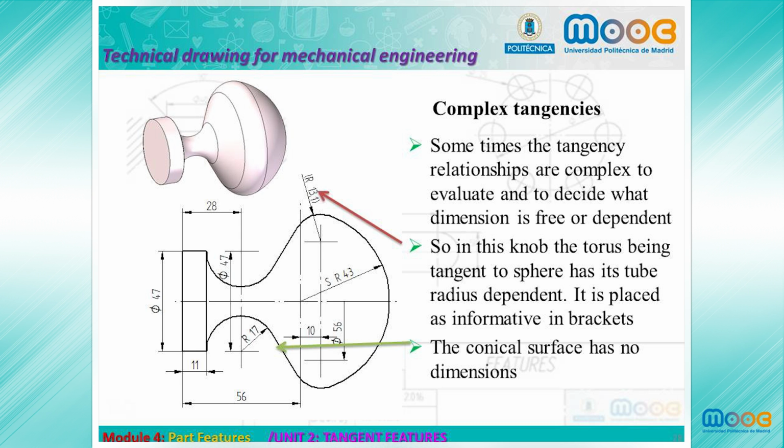In some cases, we have found complex tangency. In these cases, the tangency relationships are complex to evaluate and to decide which dimension is free or which is dependent. So, in this knob, the torus being tangent to the sphere has its two radii dependent. It is placed as informative in brackets to make the understanding of the drawing easy. The conical surface has no dimension at all, because all its dimensions are dependent on the others that have been already defined.